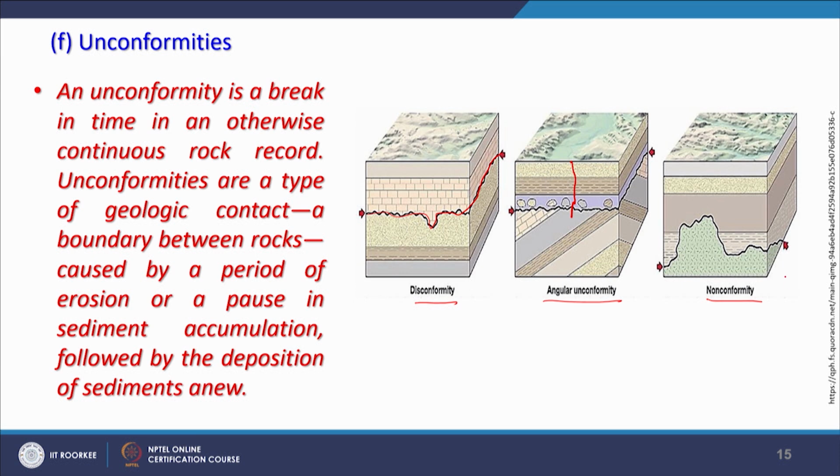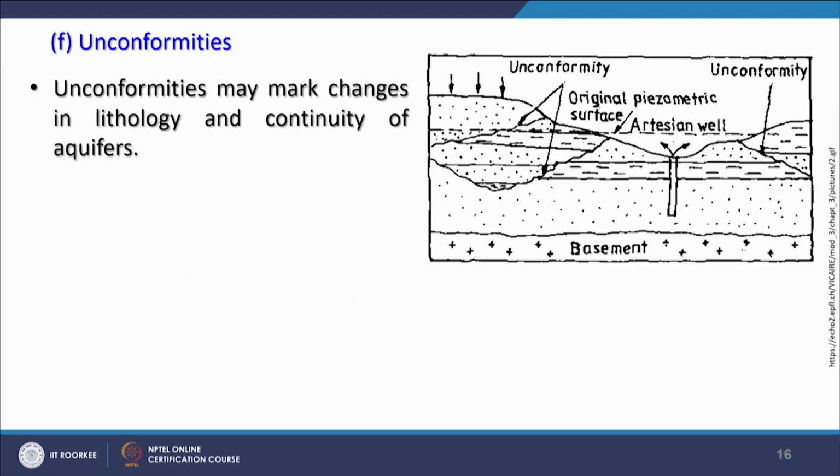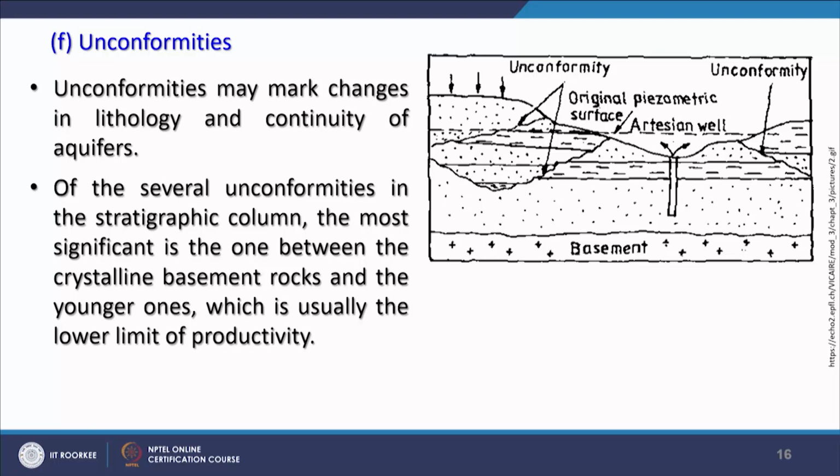Similarly, an unconformity, as I have earlier mentioned, is a break in time, a time gap in the formation of different rocks, otherwise a continuous rock record. An unconformity is a type of geologic contact, as you are seeing here also, a boundary between rocks caused by a period of erosion. Like here, there was a gap, no formations were there, erosional activities or weathering were happening, and then because of some changes in the basin, sedimentary accumulation starts and that deposits, and that creates a new surface, new sediments, and that becomes an unconformity. So, unconformities may mark changes in lithology and continuity of aquifers also, and that creates unpredictability or unreliable information if collected from the surface information.